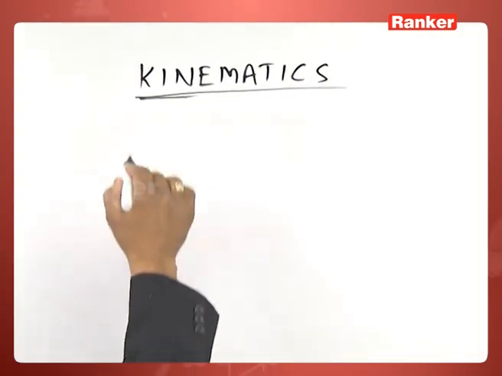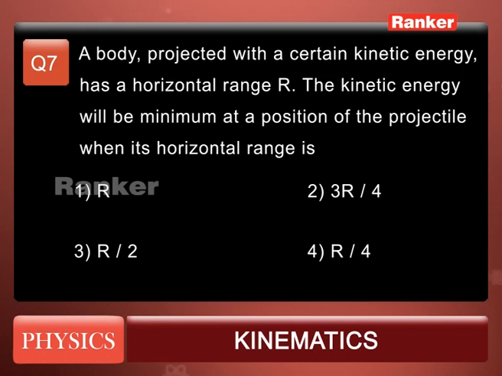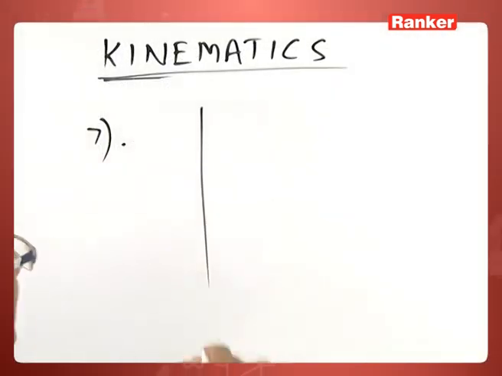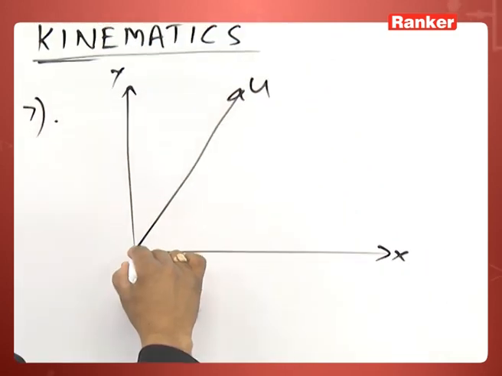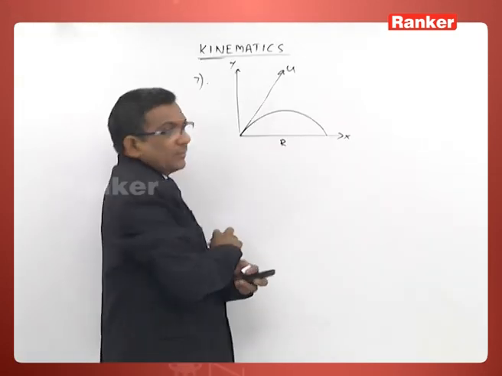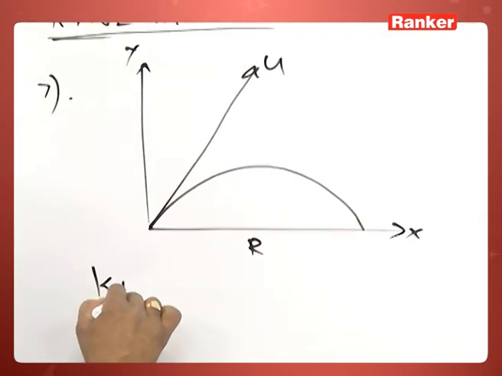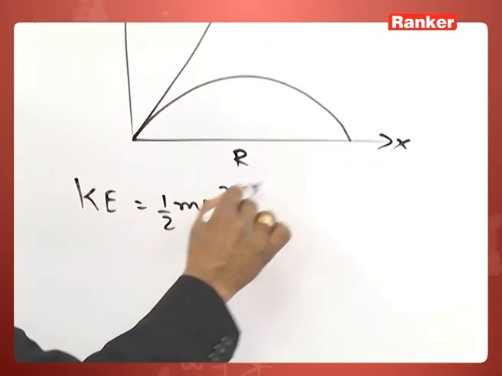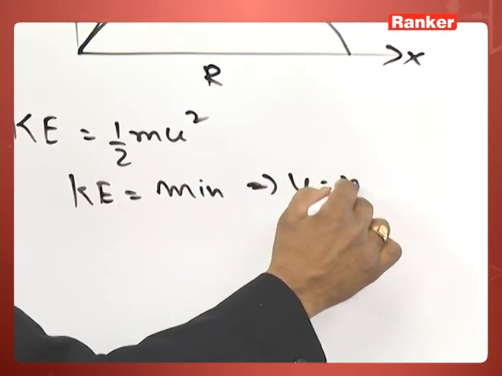Now coming to seventh problem. Just see what is the problem. A body projected with a certain kinetic energy has range R. The kinetic energy will be minimum at a position of the projectile when its horizontal range is what? See here, the body is projected with a velocity u, then it strikes the ground. This is the range given, but I want where energy will be minimum. What is the kinetic energy formula? Half m u square, and KE minimum implies u is minimum.